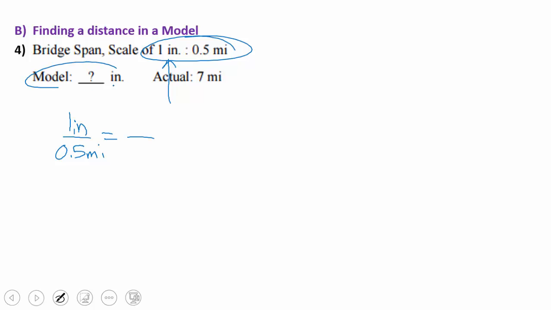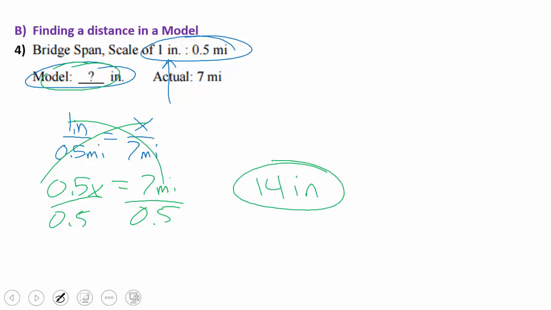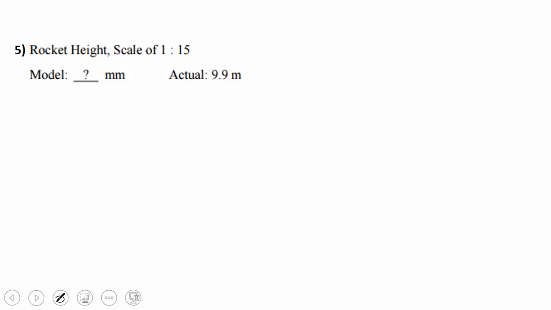Of course, we don't know the model this time, so that's our unknown. The actual is 7 miles. Using our cross products, we get 0.5x is equal to 7 miles. Solving equations the way we know how, we divide by 0.5. Dividing by 0.5 is like dividing by a half, and dividing by a half is the same as multiplying by 2, so we get 14. Because this is the model, it's now 14 inches. If you wrote the wrong unit or didn't put any units at all, it would be incorrect. So please, again, units are important in this math process.